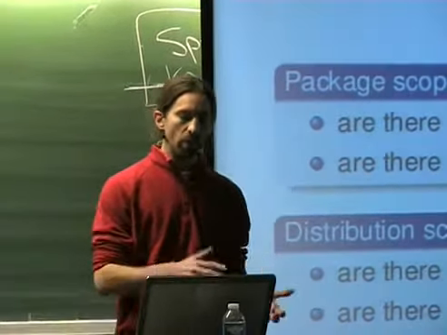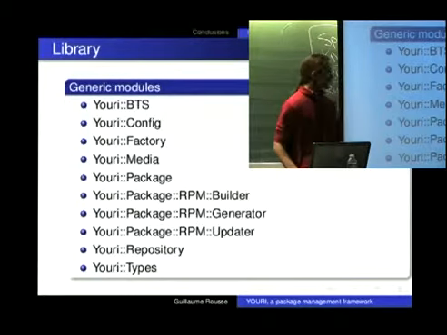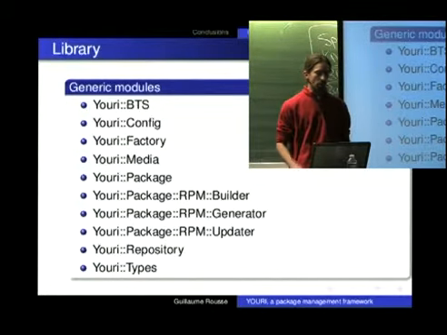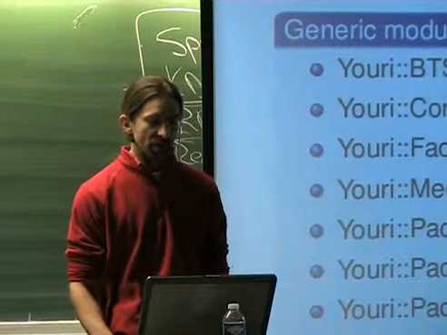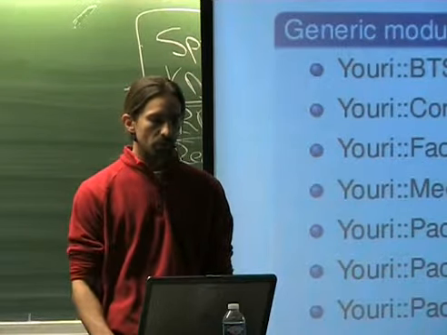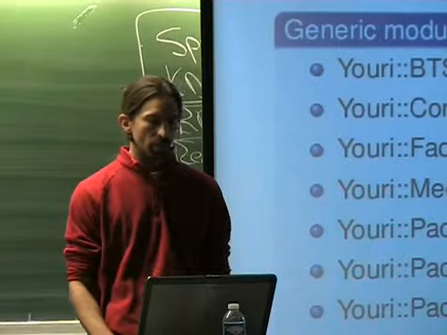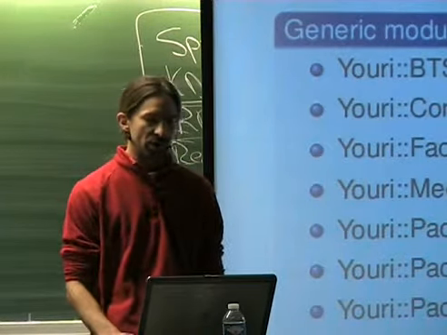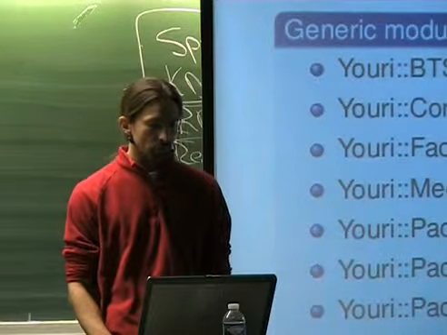A third component of the project is a library, which is a list of Perl modules, but you get basically some stuff to deal with bug tracking systems. You get some stuff to manage configuration in a similar way between the tools. You get quite an interesting list of packages dedicated to performing various tasks on various package formats, such as automatic builders, automatic generators, and automatic updaters for RPM.